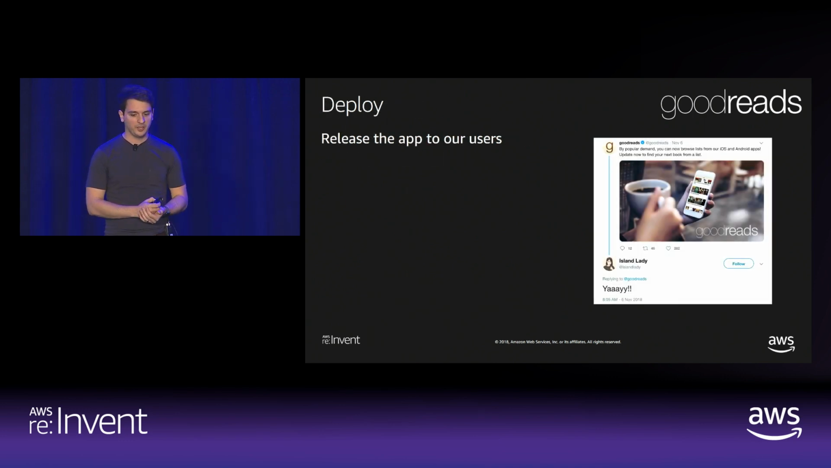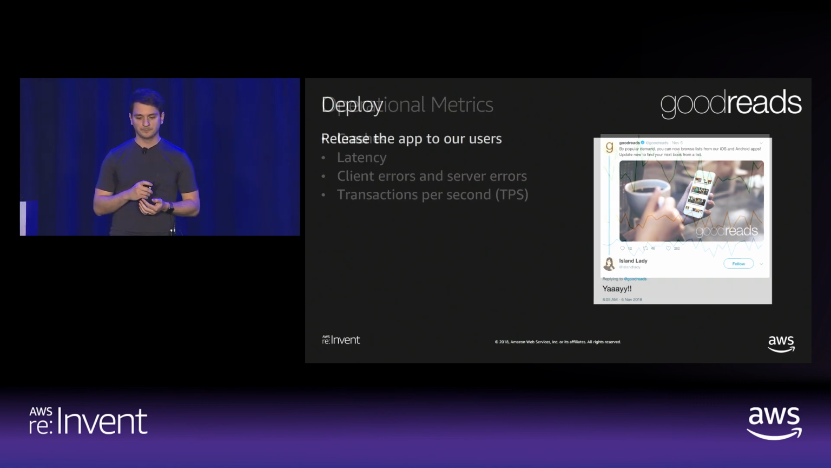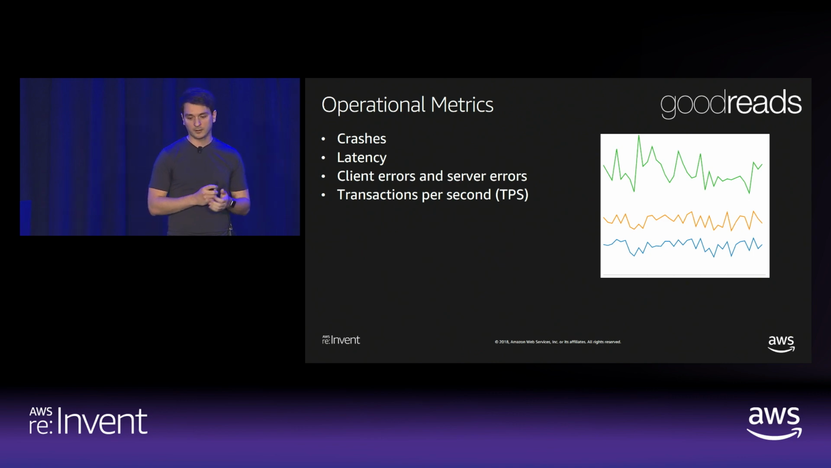So after QA certification, we post the new app version to the respective app stores. And in some cases, we may also have a PR push. But the story doesn't end there. After release, we want to track our app's operational and business metrics. So here are some of the metrics we like to track.